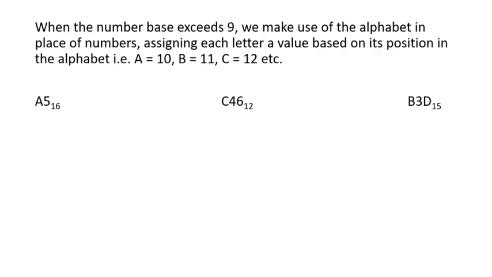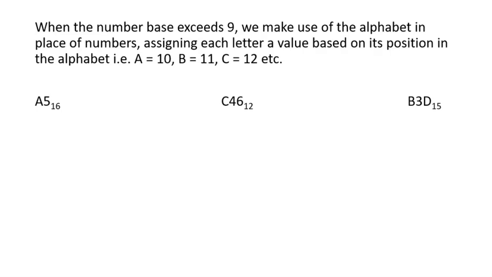Now, one thing I mentioned earlier is a hexadecimal system, where it was base 16. Now, we have number systems where our base exceeds 9. And if that's the case, what we have to do is make use of the alphabet in place of numbers. When we're doing this, we assign each letter a value based on its position in the alphabet. So for example, A would be 10, B would be 11, C would be 12, etc.